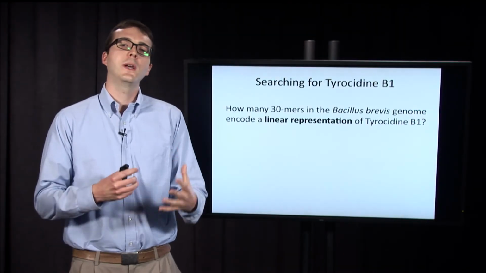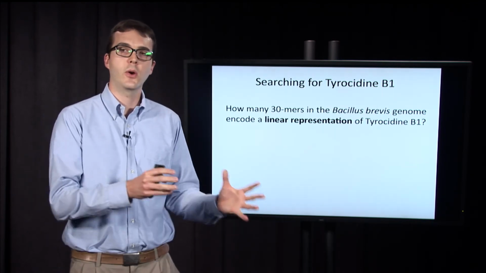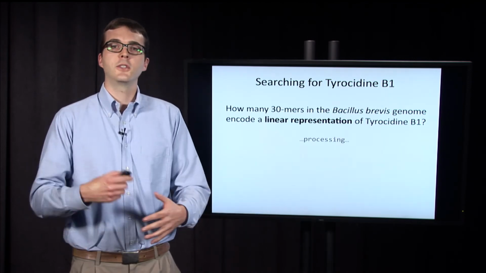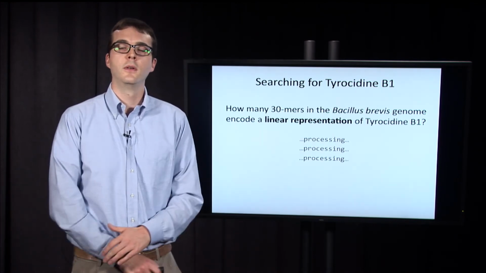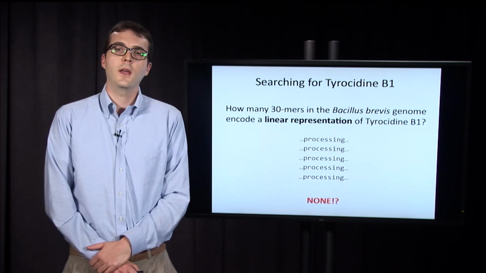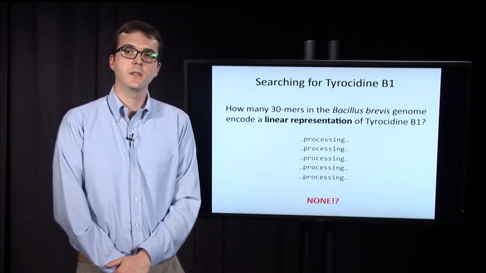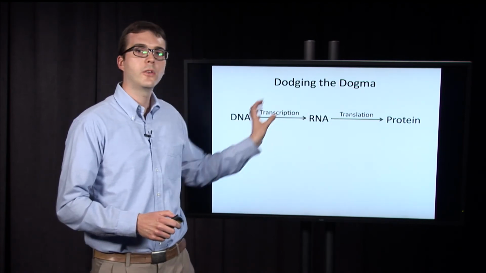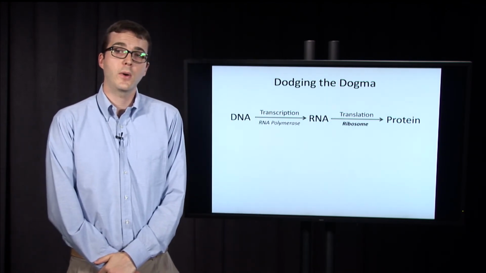So then we come back to our question and we say, how many 30mers in the genome of Bacillus brevis are actually going to encode one of these linear representations? So this is a question that we ask. And we could go off and program it in a computer and have the computer run our algorithm. And then our computer would say, well, actually, there aren't any 30mers in this genome that encode one of these linear representations. So that's weird. And our conclusion then is that somehow something weird is going on with this dogma, right? Somehow it's not getting translated from the DNA of Bacillus brevis.